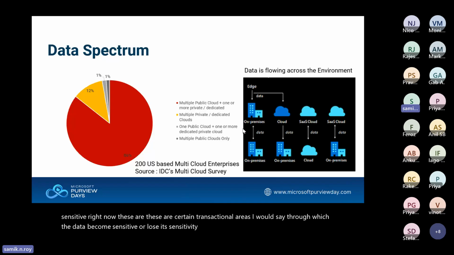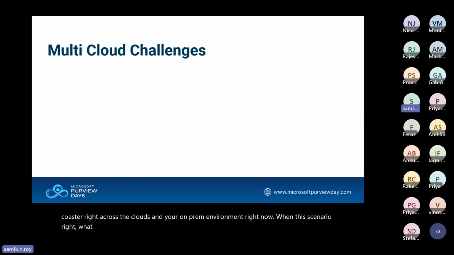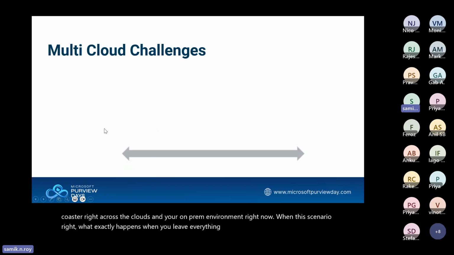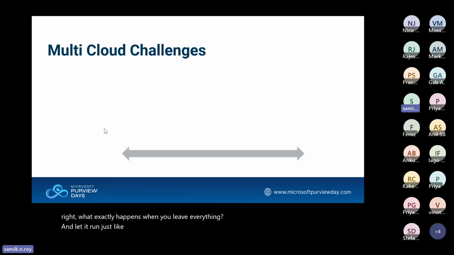And fundamentally, to summarize here, what we see is obviously there are multi-cloud environments across enterprises, and it doesn't stop there. It also takes the data on a roller coaster ride across the clouds and your on-prem environment, right? Now, what exactly happens when you leave everything and let it run just like that? We really see some challenges.